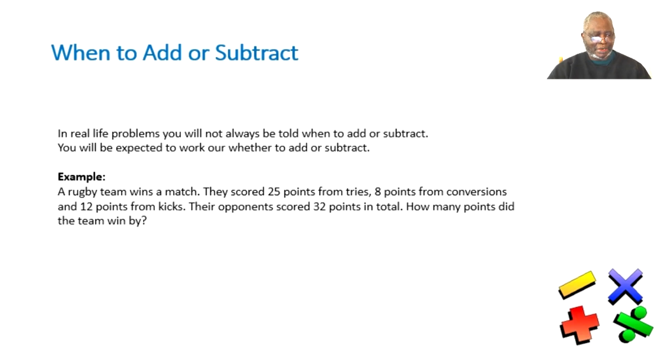Let's look at an example now of a real life problem. A rugby team wins a match. They scored 25 points from tries, 8 points from conversions, and 12 points from kicks. The opponent scored 32 points in total. How many points did the team win by?